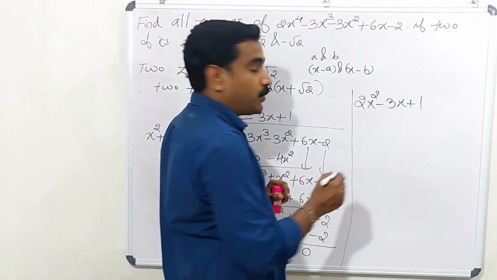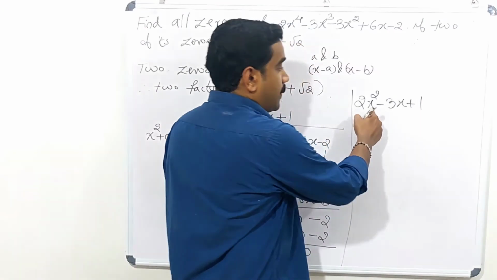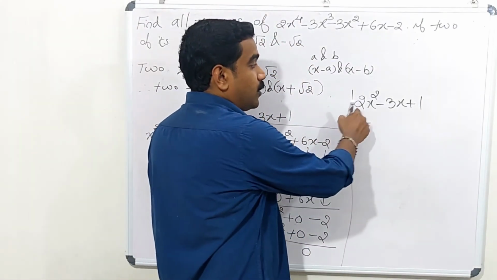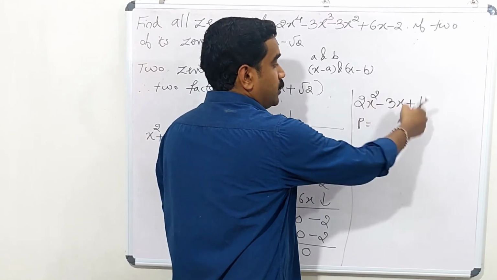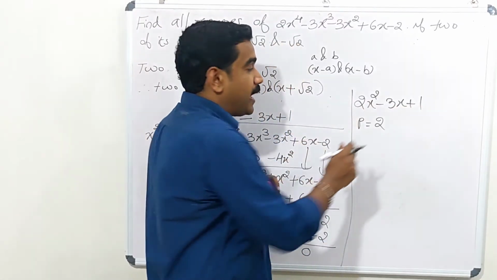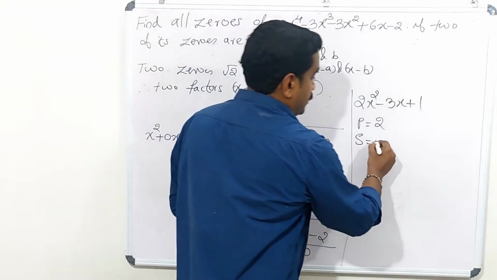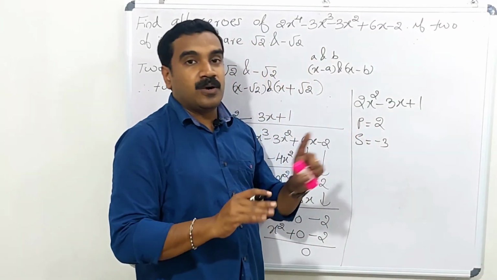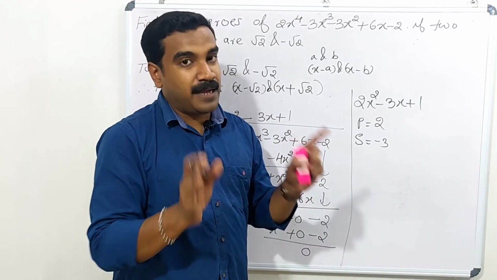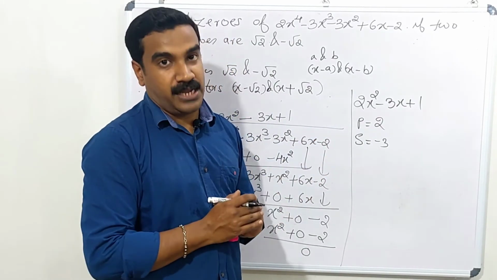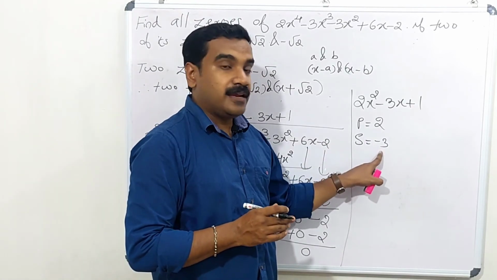We want to find the product and sum. The product is the coefficient of x square, which is 2, times the constant term, 1. That is 2 into 1, which is 2. And the sum is the coefficient of x, negative 3. So if you multiply two numbers, you want to get 2. If you add, you want to get negative 3.